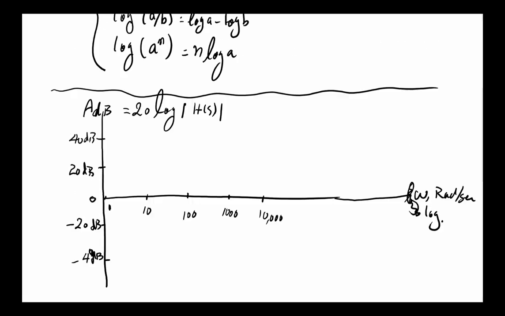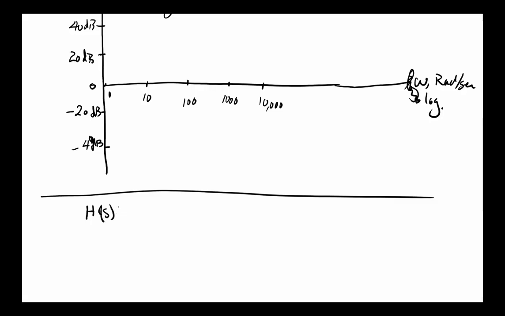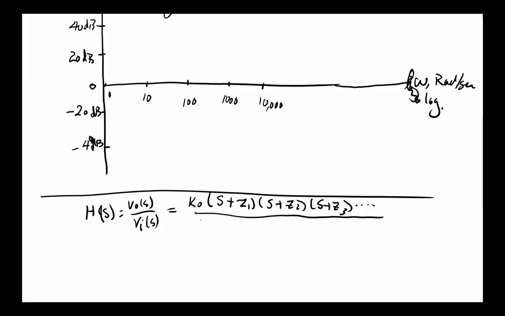Okay, now that we've got some definitions and some understanding of the Bode plot under our belt, how do we go about plotting it? When you work in the phasor or frequency domain, you've got your H of S, and remember that H of S is basically V out of S divided by V in of S. That's telling us the gain. It's going to look something like K0, some constant value, times S plus Z1 times S plus Z2 times S plus Z3, on and on. And then over here, we've got some value times S plus P1, S plus P2, S plus P3.